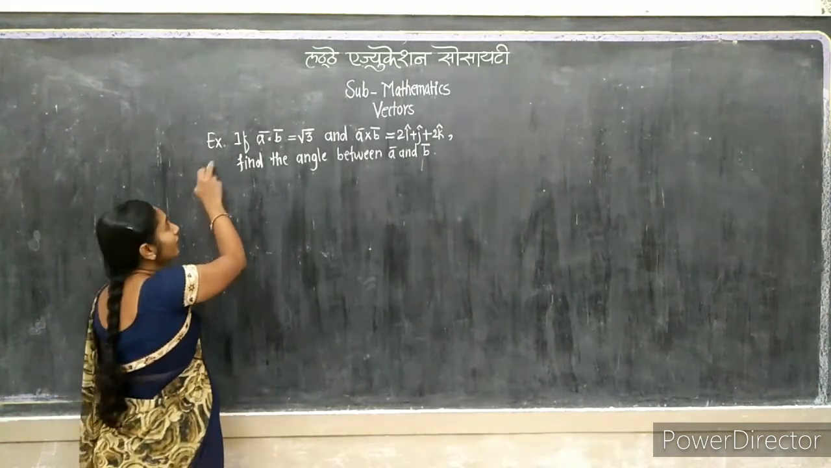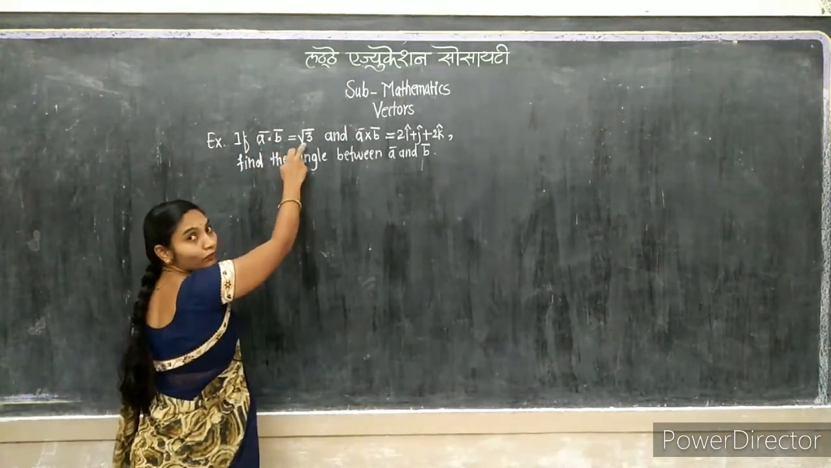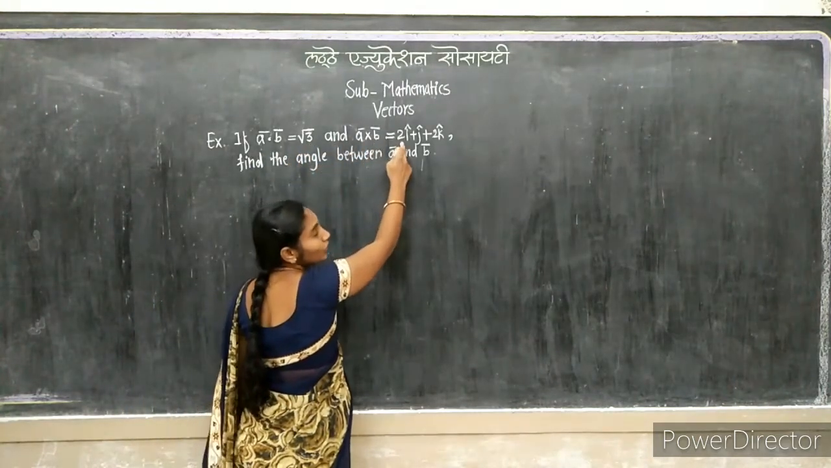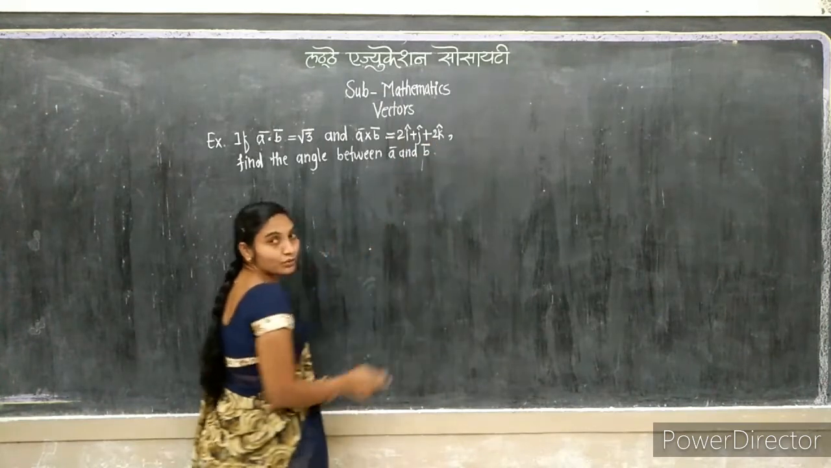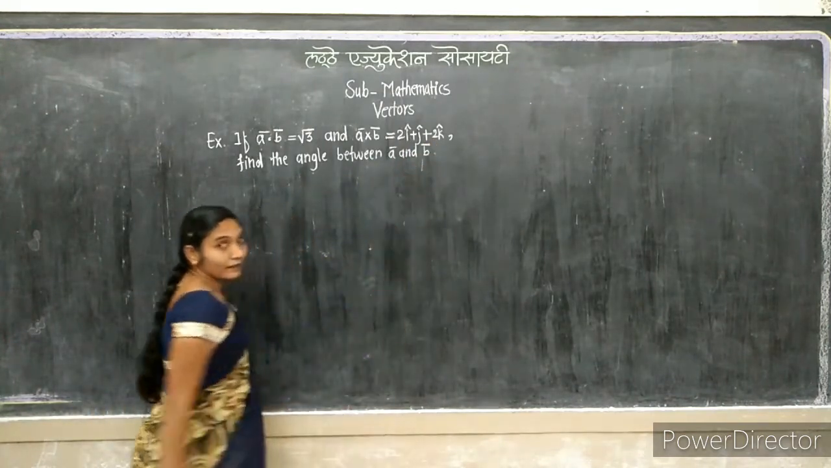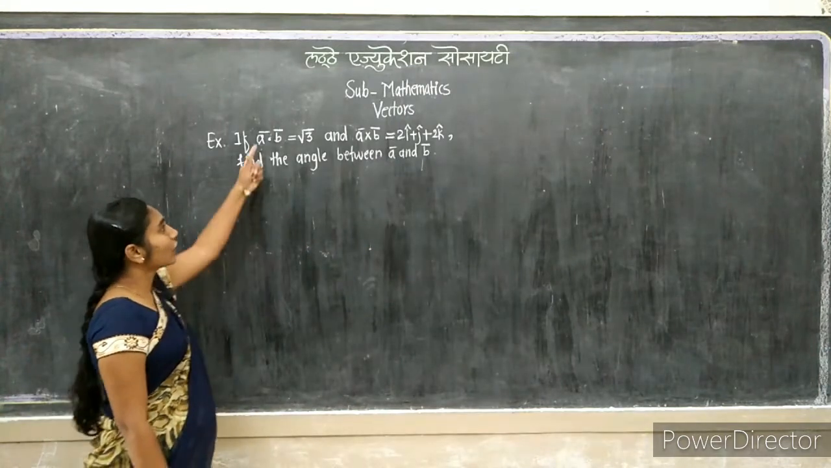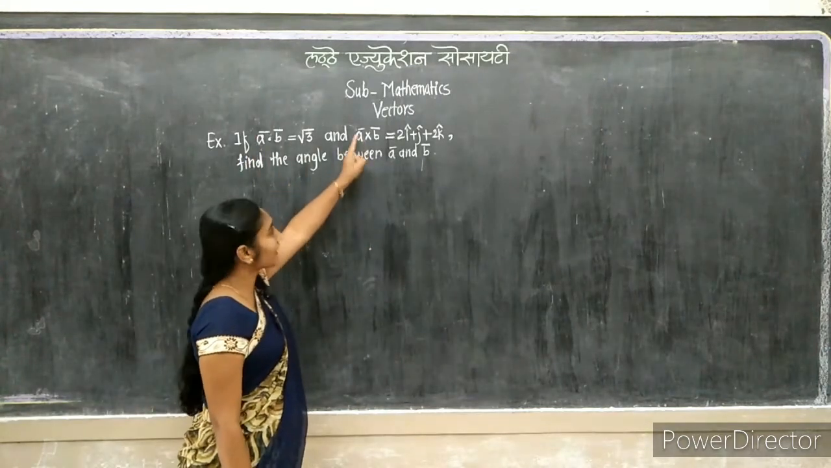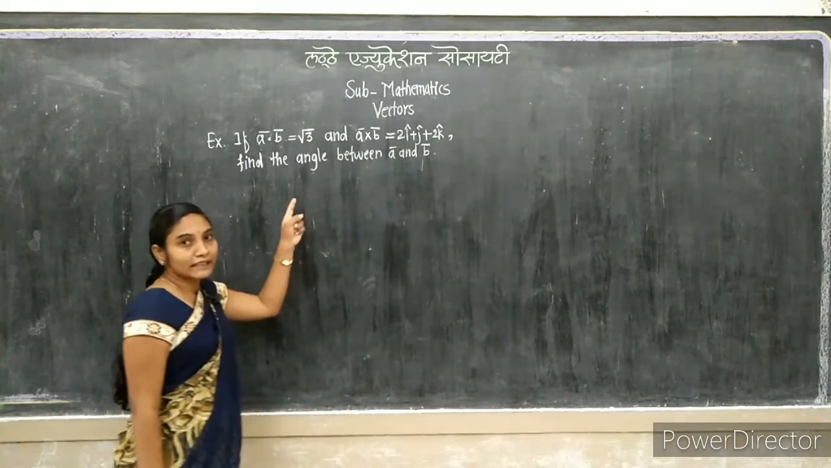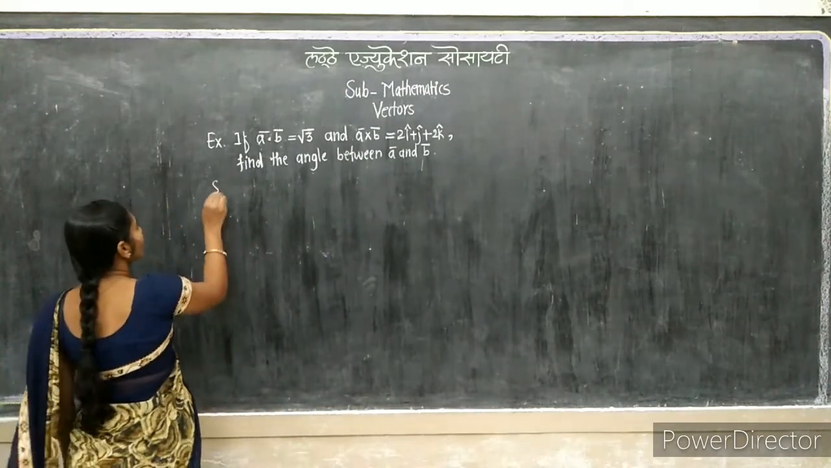See the example. If a bar dot b bar is equal to root 3 and a bar cross b bar is equal to 2i cap plus j cap plus 2k cap, find the angle between a bar and b bar. In this example, the dot product and cross product are given, and we have to find the angle between a bar and b bar, that is theta. Solution.